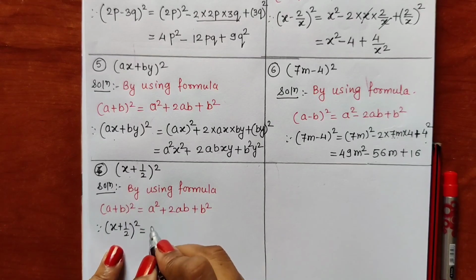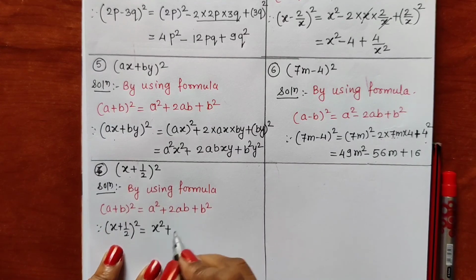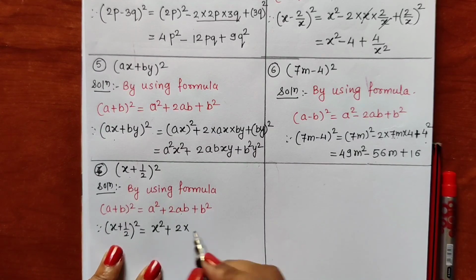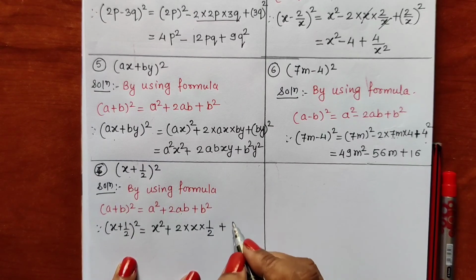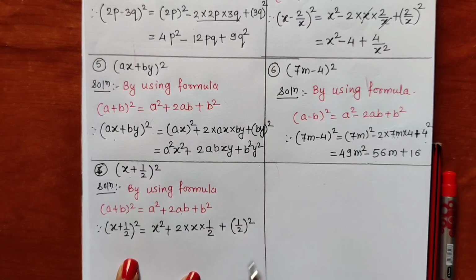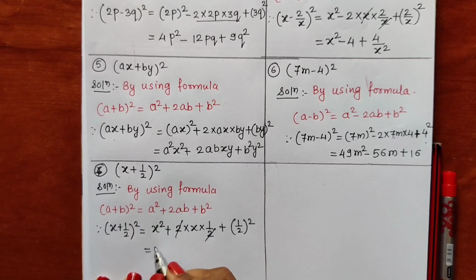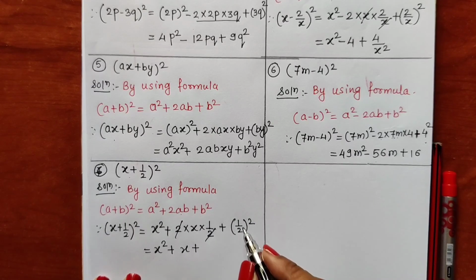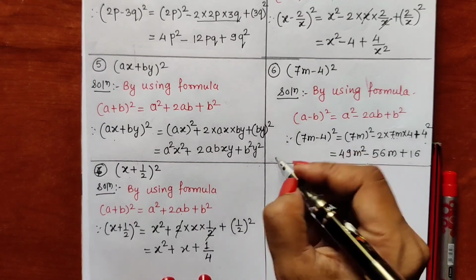So first term square means x square. Only single variable is there, we don't put the bracket. Plus 2 multiplied by first term x, multiplied by second term 1 upon 2. Plus second term square, second term is (1 upon 2) square. So now this 2 cancelled. x square we cannot do anything. We write x square as it is plus sign. What is remaining here? x into 1 is x plus (1 upon 2) whole square. 1 square is 1 and 2 square is 4. So it is 1 upon 4. In this way we can get the answer for 7th sum.